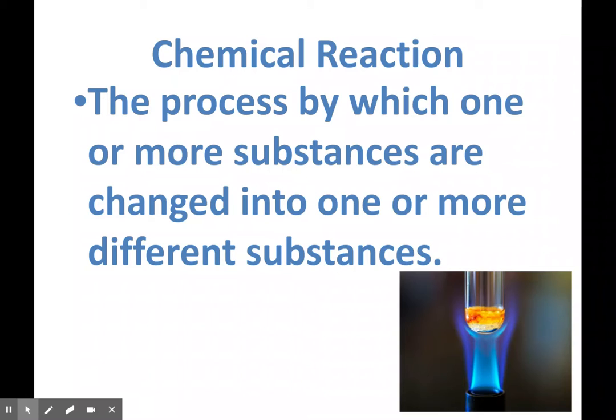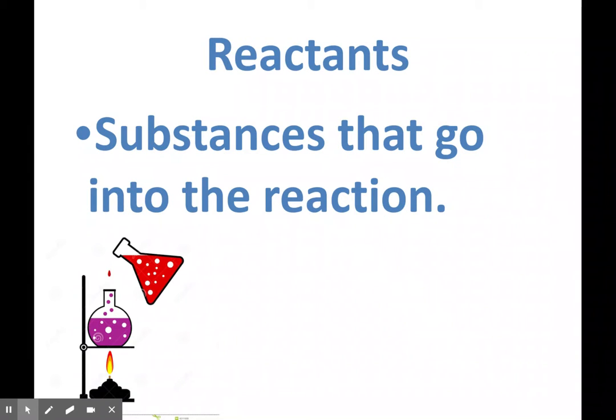Here you're going to have some substance or substances changing into different substances. So you start with one or more things and you end up making something new, either one or more things in the end. The reactants are the substances that go into the reaction. You can think of these like your ingredients when you're making a recipe. So, what are you starting out with that you will then change into something new?